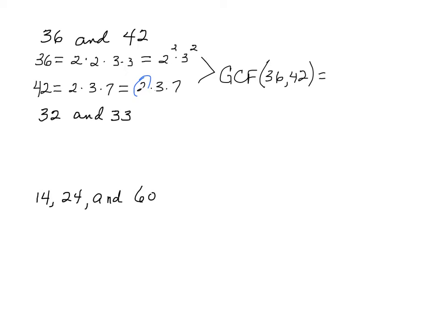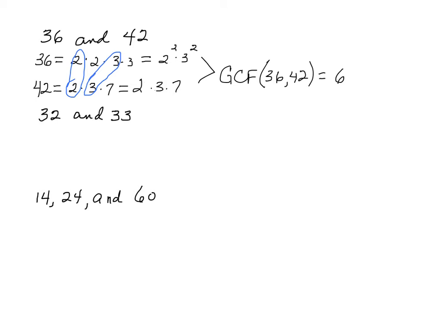I'll erase this. It might be easier to see over here. They have the 2 in common here and one of the 3s in common. That's all they have in common. So what's 2 times 3? That's going to be 6. Okay? So it comes from 2 times 3. So the GCF for 36 and 42 is 6.